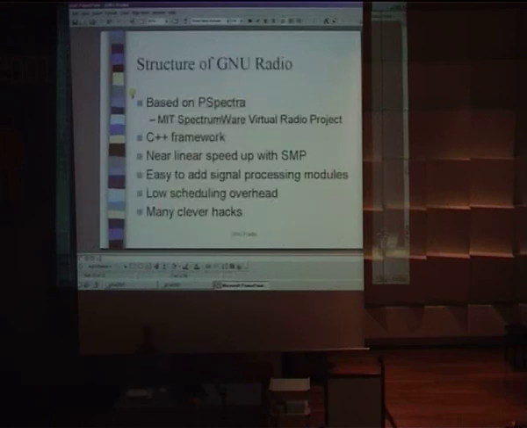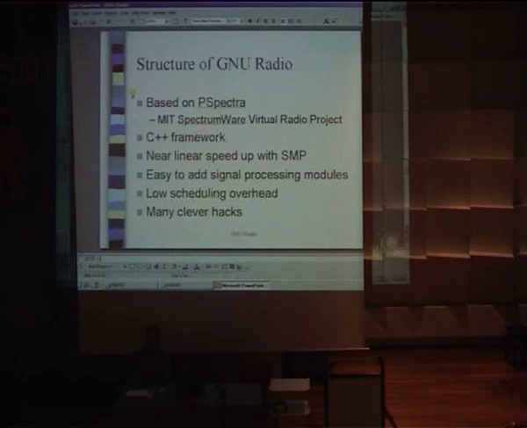So I looked around for some code base that we could start with. We certainly don't want to start from zero. And the most attractive piece of code that I could find is called P-Spectra, and it came out of the MIT Spectrumware project. That project has been running for quite a while. Looks like they've run quite a few graduate students through it.